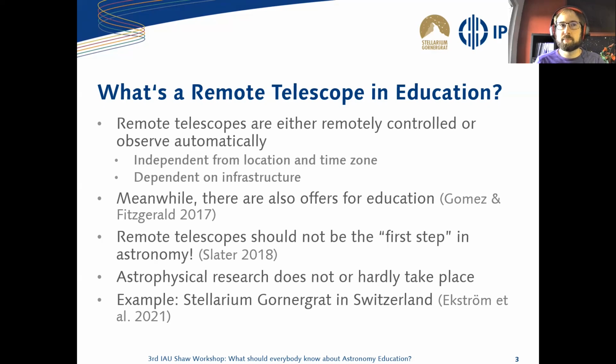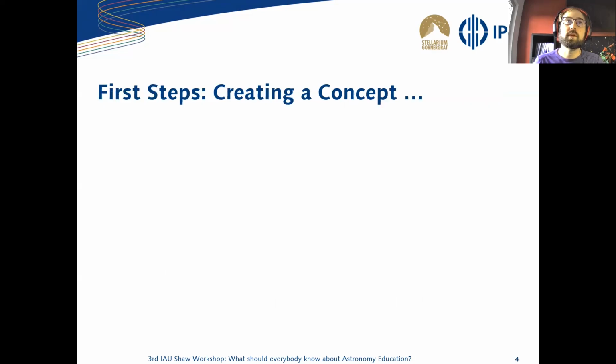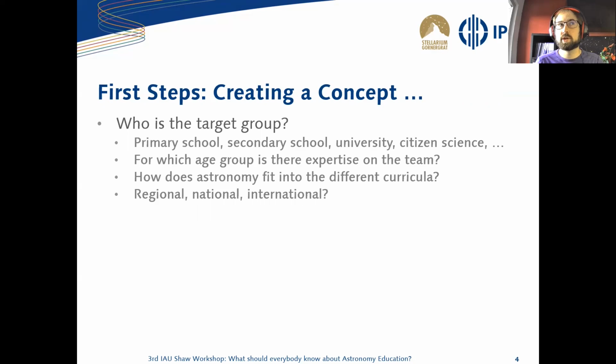And well, our example is the Stellarium Gornergrat in Switzerland, but in several countries all over the world, you have projects like this. So when you think about your concept, one of the first things you have to think about is who are you aiming at? What's the target group? Do you want to focus on school, on university, on citizen science? Where's the expertise of your team? And how does the astronomy fit into the curricula to make it possible to connect it to school, so that the teachers can use it? And what you have to think about is, do you want to do the project more regional or national or even international?